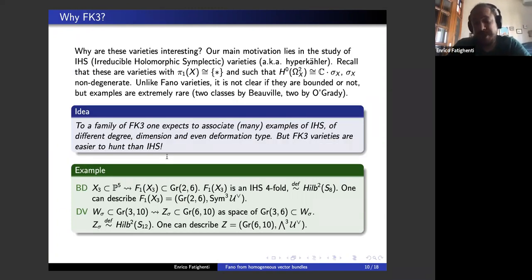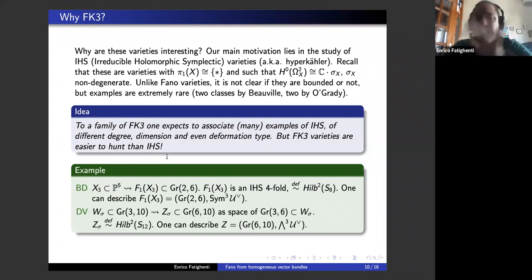One question that you might very well ask, which should be quite relevant up to this point, is why are these varieties interesting? In fact, our main motivation lies in the study of another class of varieties, which a priori is very different from Fano varieties, and they are called IHS, or irreducible holomorphic symplectic, or hyperkähler, depending on who you ask. If you don't know the definition, these varieties are simply connected, and you want the space of global holomorphic 2-forms to be one-dimensional and generated by a non-degenerate symplectic form.